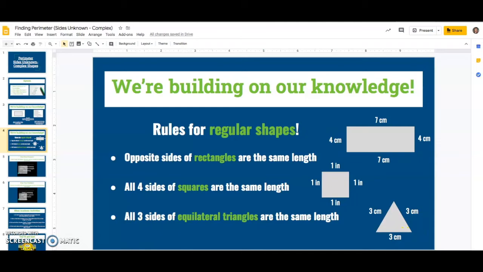Now, this also applies to regular shapes like a hexagon. Think in your brain, how many sides does a hexagon have? If you said 6, you're right. A hexagon has 6 sides, and if it was a regular hexagon, that would mean that all the sides were the same length. So, for example, if I knew one side of the hexagon was 6 inches, then all the other sides of that hexagon would be 6 inches as well.